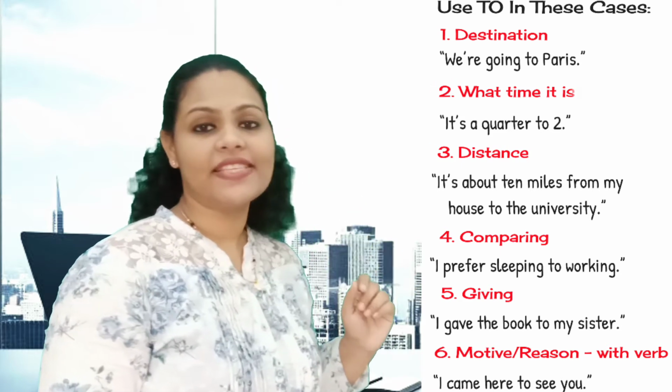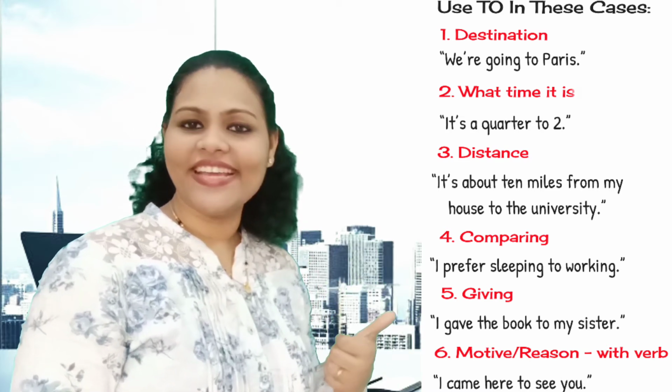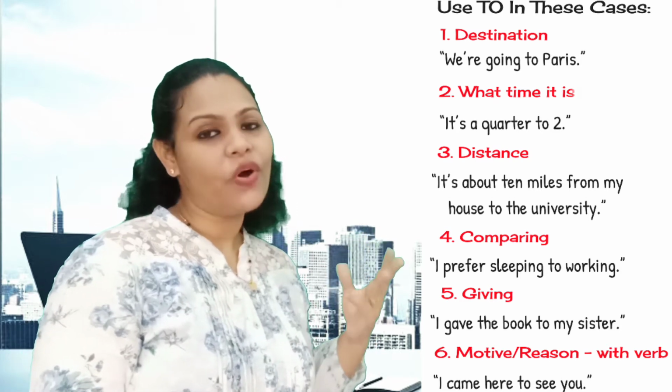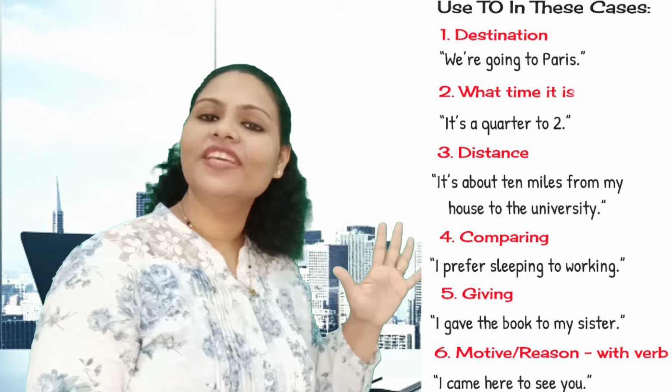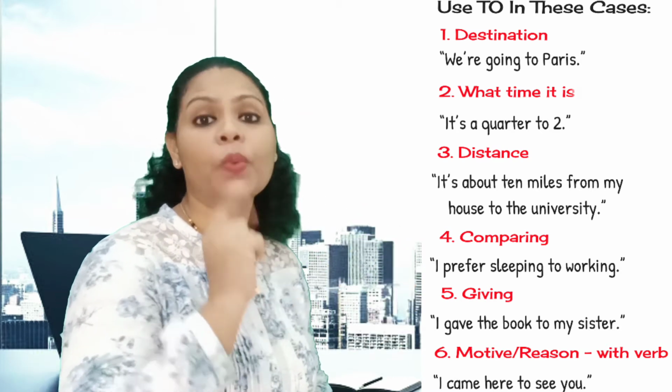So in these six cases, you can use the preposition to. First is destination. Second is what time it is. Third is distance. Fourth is comparing. Fifth is giving. And the last one, sixth, is motive or reason with a verb.